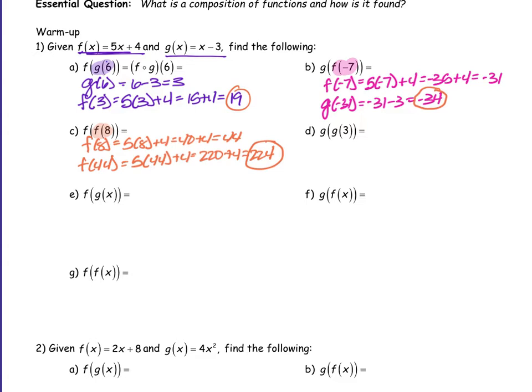Then g of 3, I'm going to find that out first, and then I'm going to plug my answer back into g. Okay, awesome. So I've got g of 3 equals 3 minus 3, which is 0. And then I'm going to plug the 0 back into g again. So I get 0 minus 3, which is negative 3. Okay.